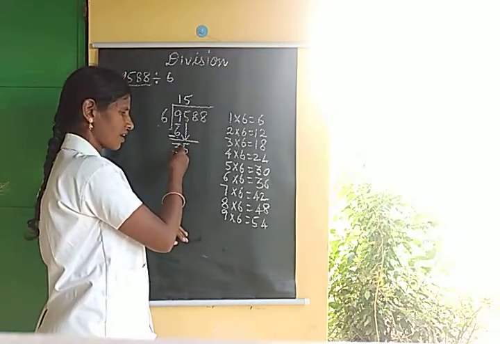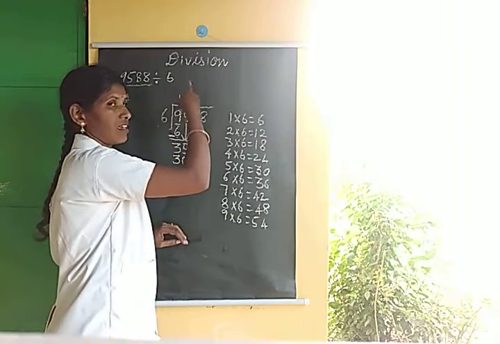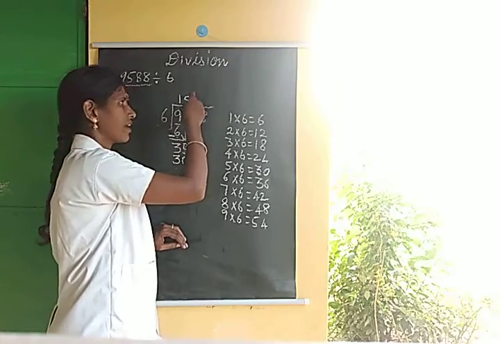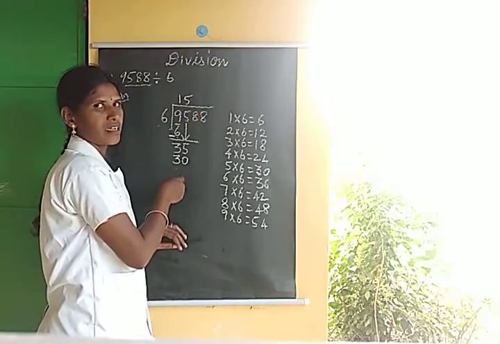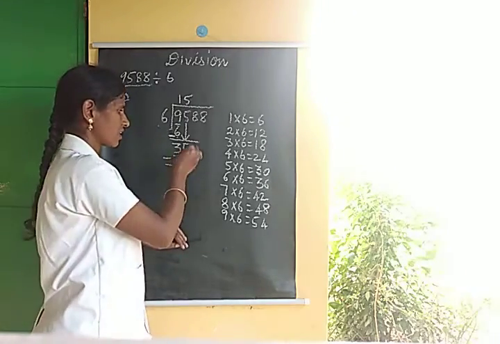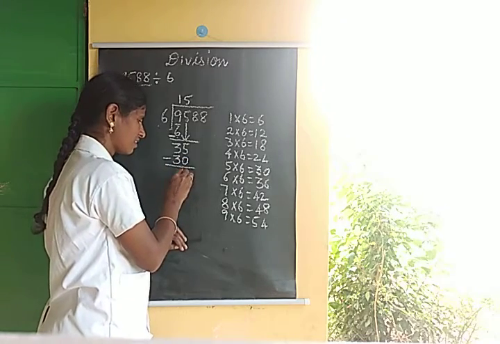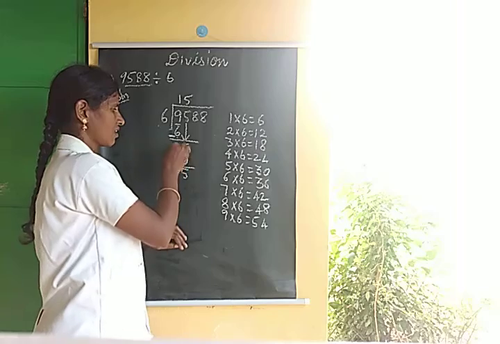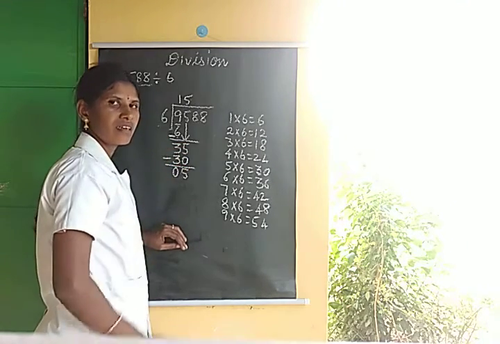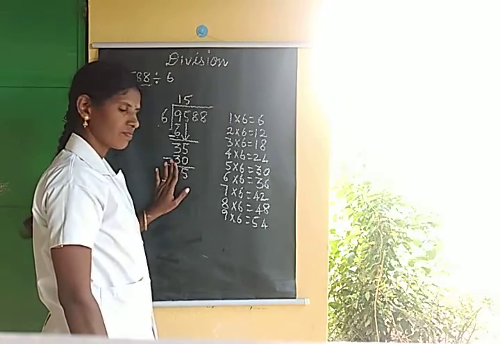In the 35, how many 6 are there? 5 sixes. Write 5 here. Don't forget to write here. This is the quotient place. 5 6 are 30. Then subtract. 5 minus 0, what is the answer? 5. 3 minus 3, 0. 0 can be written at the side. For 0 there is no value here.